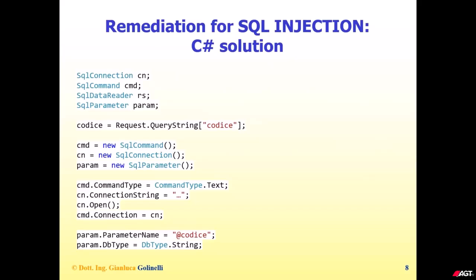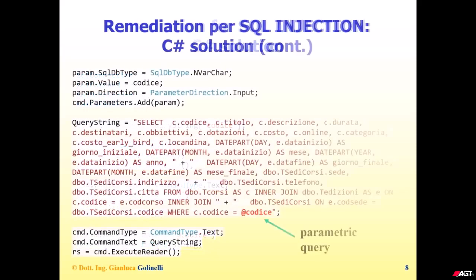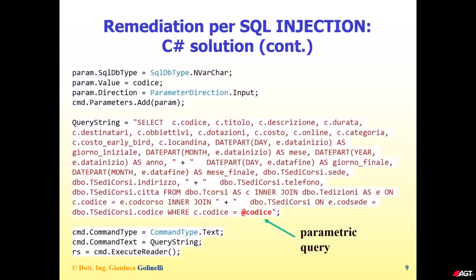Here is also an example in C# of a parametric query to avoid vulnerabilities of SQL injection. Here is where the ADO.NET-based parametric query is created and executed.